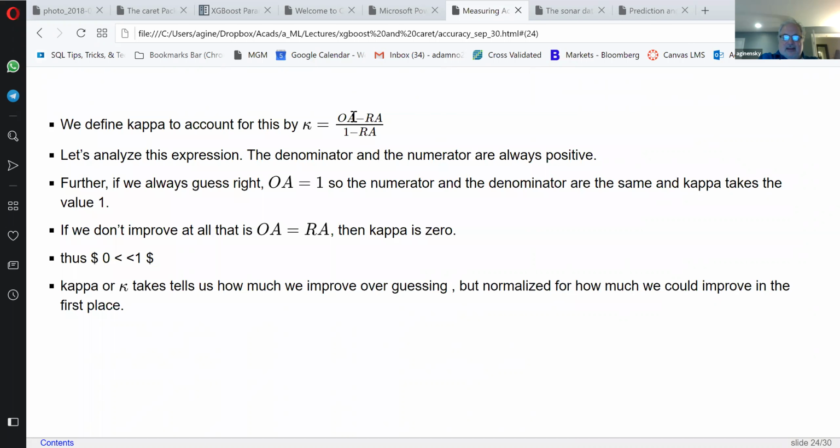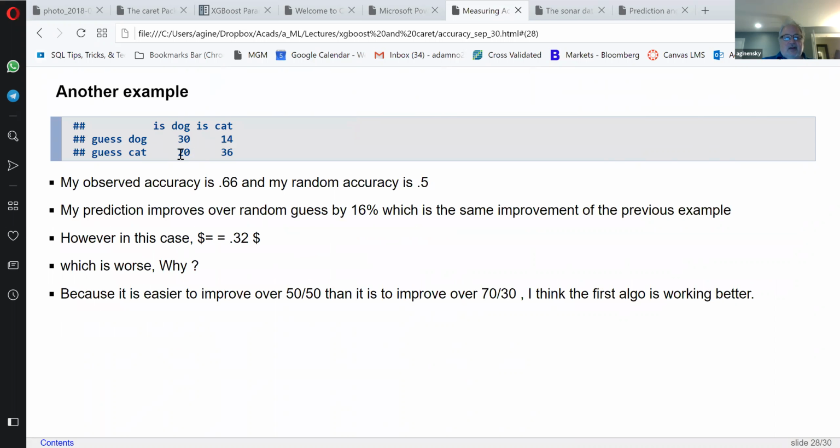Okay, so there's another example. It's 50-50, so it's a little more disingenuous. If my dumb model doesn't do better than 50%, I'm wasting my time. In this case, my observed accuracy is 30 plus 36, which is 66. So I've improved over random guessing by 16%, the same improvement as last time. But here kappa is 0.32 as opposed to 0.53. That's because it's easier to improve over a 50-50 guess than over 70-30.